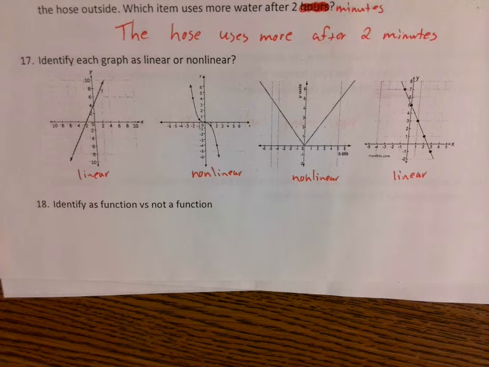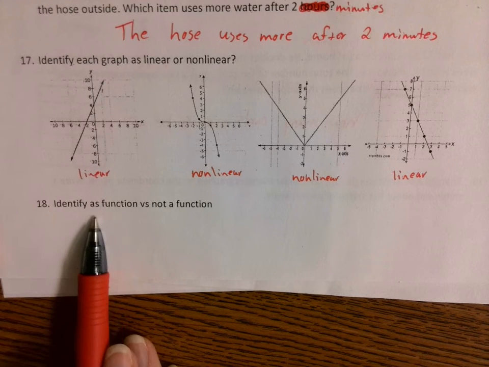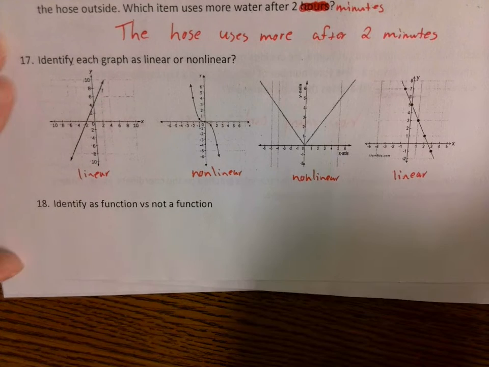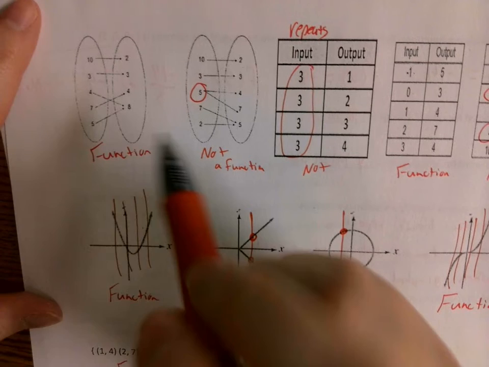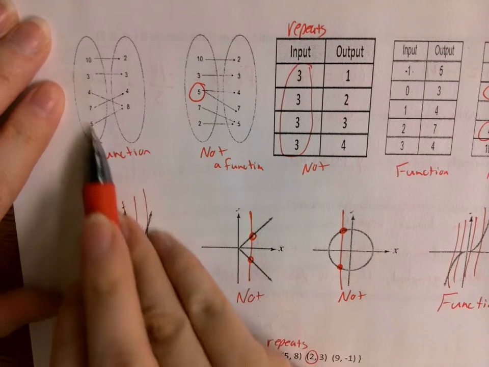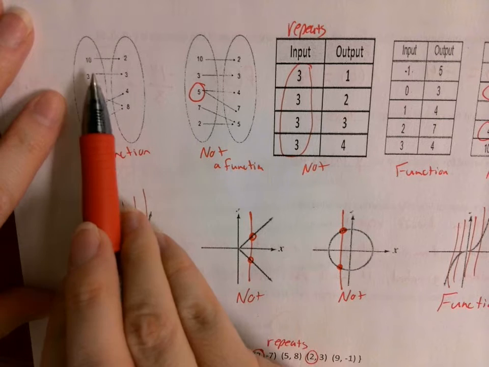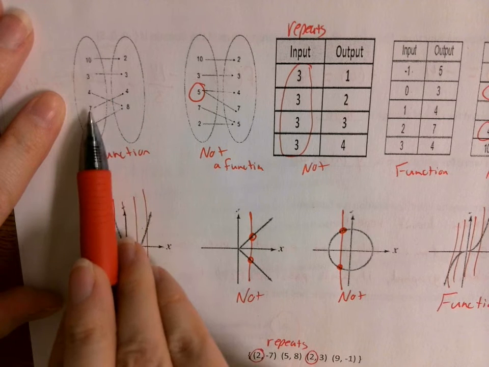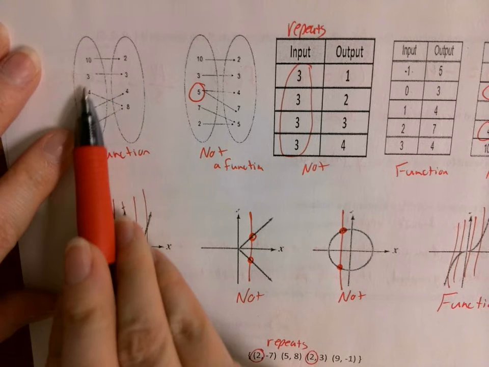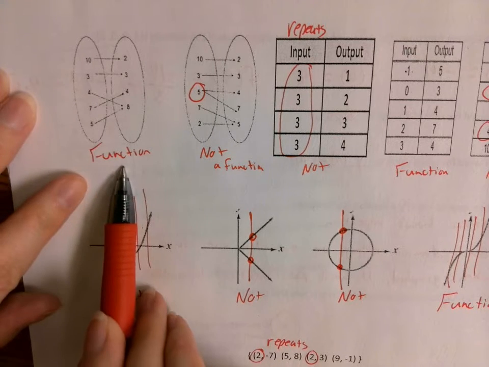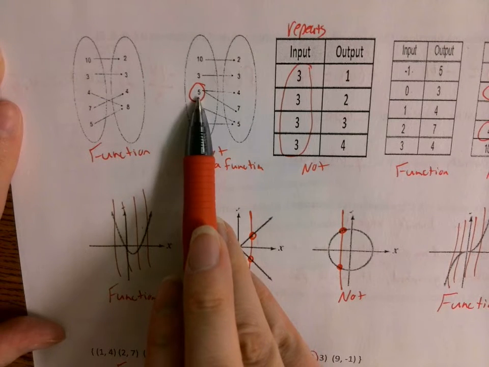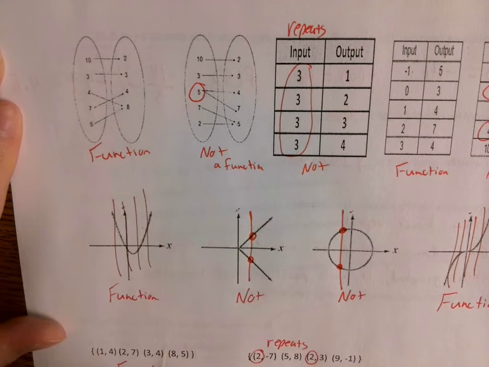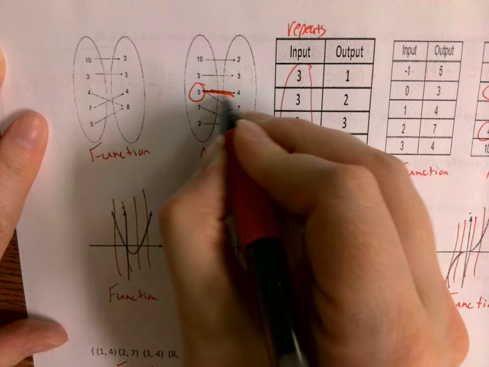Number 18, identify as a function versus not a function, with all the functions on the other page. We're identifying these as functions or not functions. Remember, if it's a function, then the x's with these little circular diagrams should only have a single branch extending from them. So each of these only has a single branch extending from it, which makes it a function. However, this one is not a function because the 5 has 2 branches coming off of it. The fact that it has 2 branches extending off of it makes it not a function.